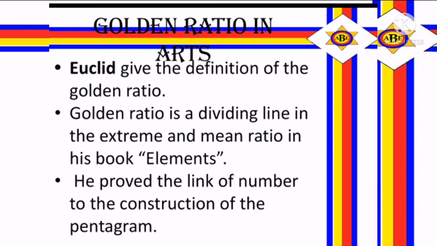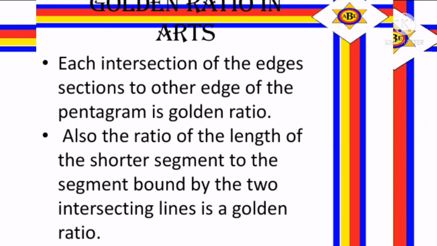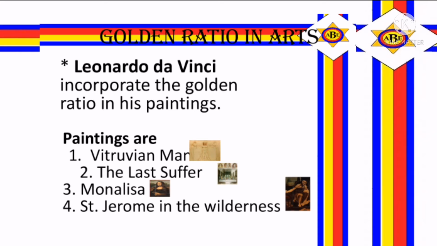He proved the link of the number to the construction of the pentagram. Each intersection of the edges sectioning the other edge of the pentagram is the golden ratio. Also, the ratio of the length of the shorter segment to the segment bound by the two intersecting lines is a golden ratio. And now let's go to the work of Leonardo da Vinci.